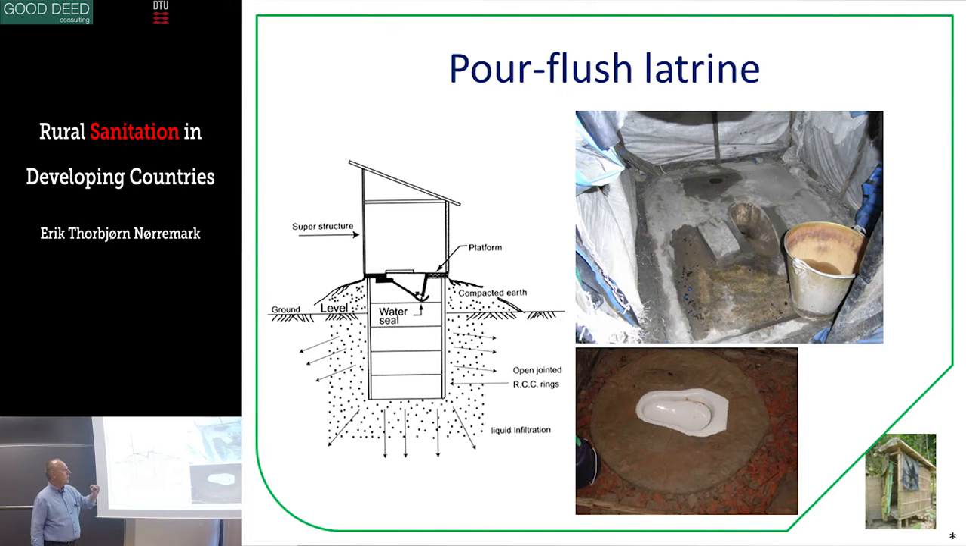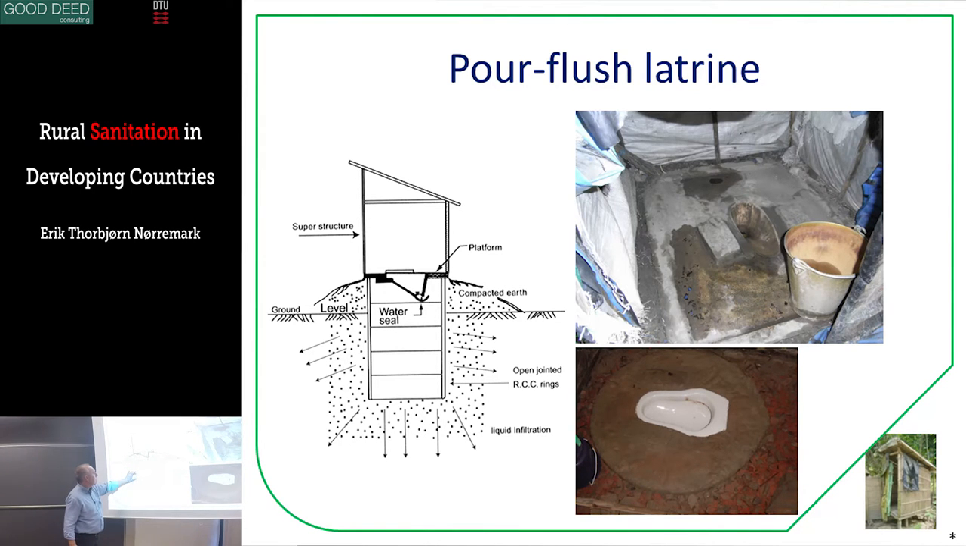The first slab is made of concrete. The second slab is made of china. It's slightly more expensive, but not so much. Here you can elevate the level if you are in a zone where there's risk of flooding. These two cases are in India, at least, what's the name of the island? Kosapa? There might be some risk of flooding when they have cyclones.